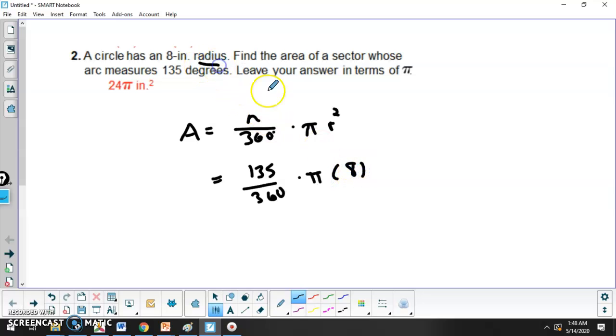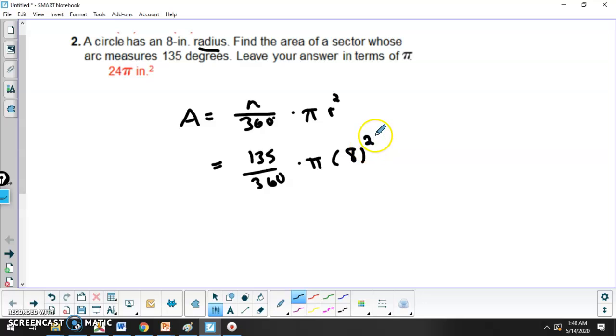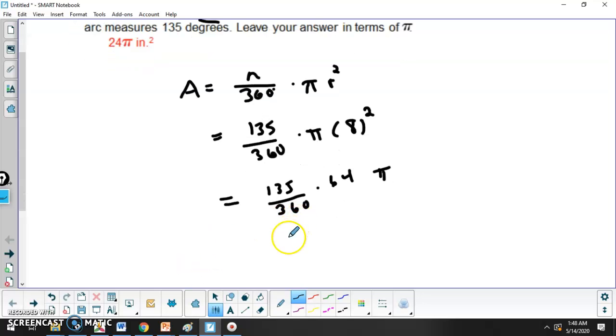Just make sure that it's radius, not diameter. If it was diameter, we'd have to halve it. So there you go, 8 squared is 64. Then we grab our good old handy calculator. It says leave your answer in terms of pi. You can try to reduce some stuff here, but this is what I'm going to do right now. I'm going to hit 135 over 360. This fraction reduces to 3/8. Isn't that nice? Times 64 pi.